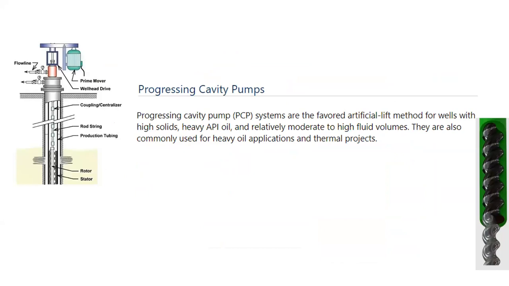Another sort of artificial lift, pump lift, is the progressive cavity pump. It has the prime mover at the surface, which delivers the rotational movement through a rod string down to the PCP, or the progressive cavity pump, which is composed of a rotor and a stator. A stator is a non-rotating part of the pump, and the rotor is a rotating part of the pump. It is helical shaped, like you can see in this. And the stator will have some sort of elastomers in it.